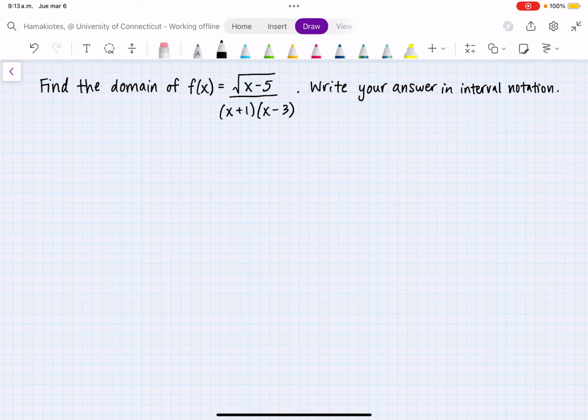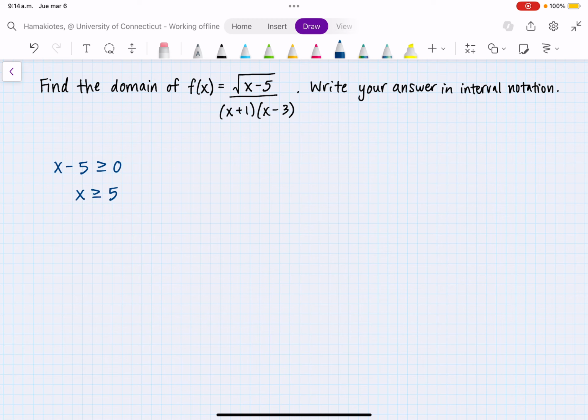First, we see that in the numerator, we have the square root of x minus 5. So what we want to check is that everything under the square root is greater than or equal to 0. So what I mean by that is we want to check that x minus 5 is greater than or equal to 0. So we can add 5 to both sides and get x is greater than or equal to 5.